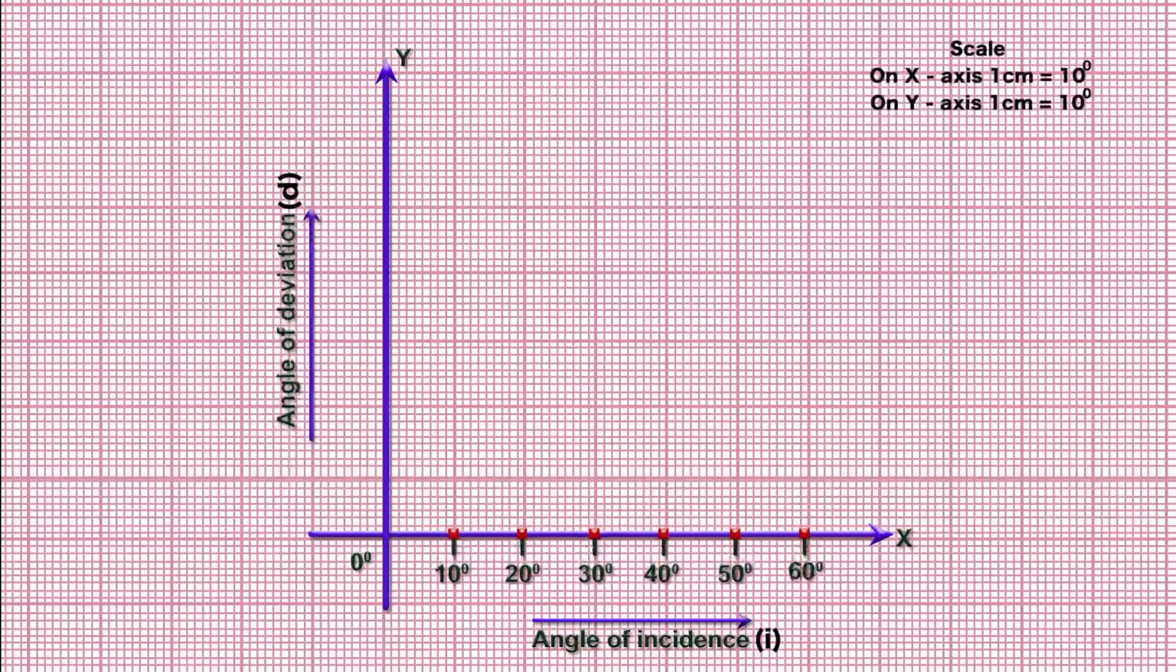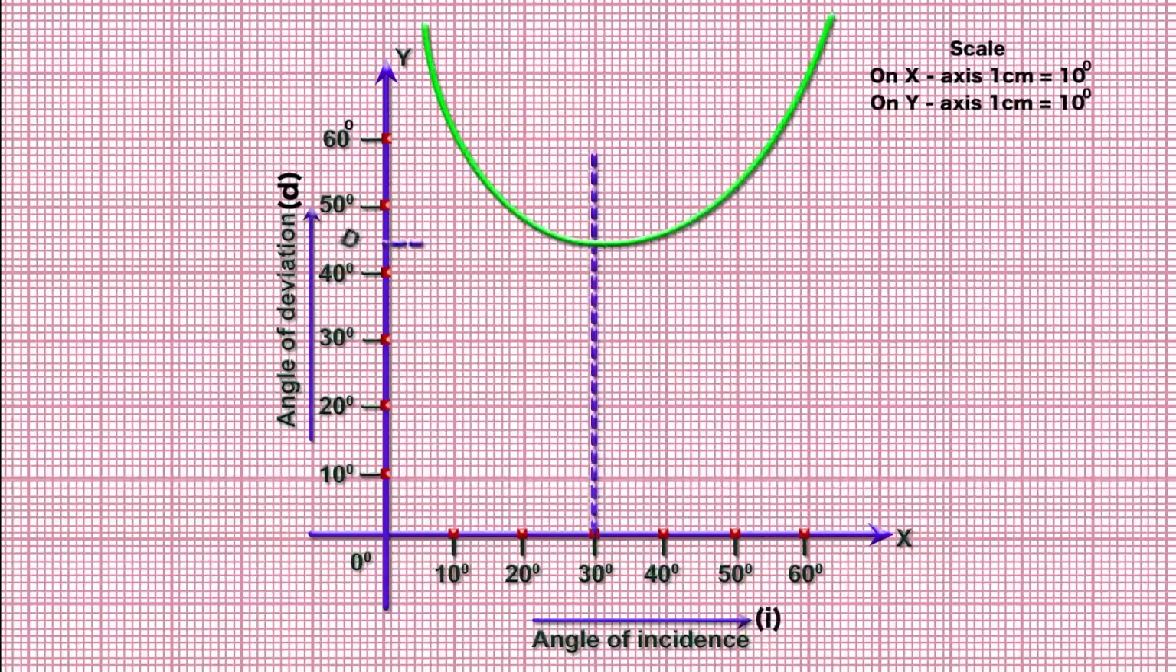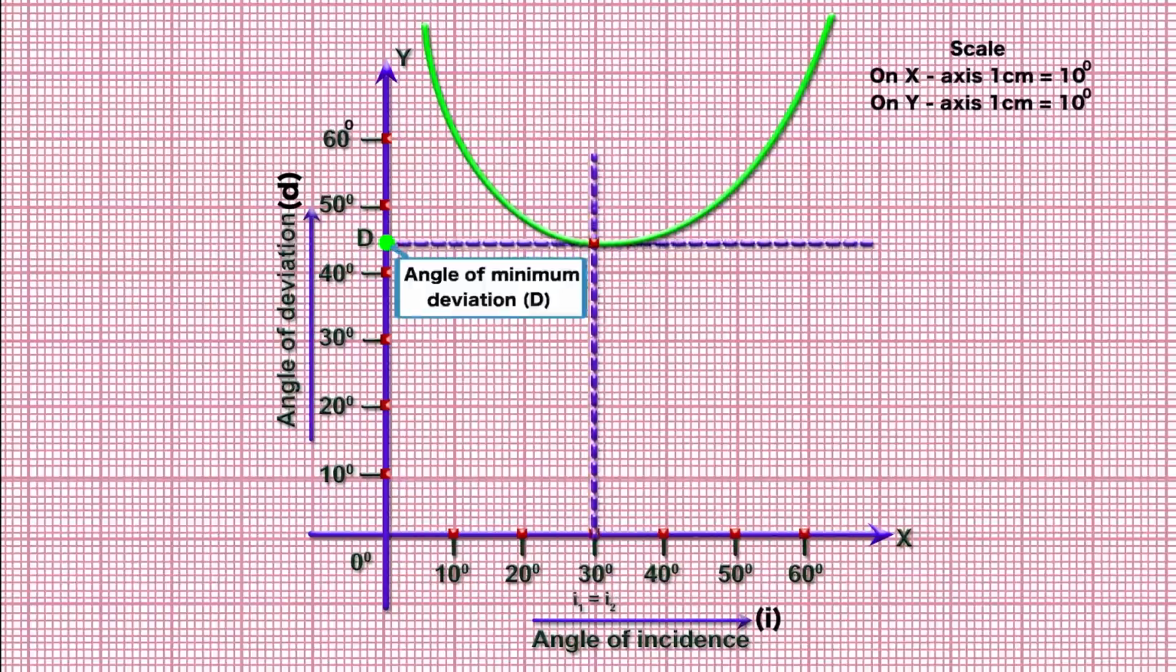Mark points on graph paper for every pair of angles and join the points to obtain a graph which looks like a smooth curve. Draw a tangent line to the curve parallel to the x-axis at the lowest point of the smooth curve. The point where the line intersects the y-axis is known as the angle of minimum deviation D.